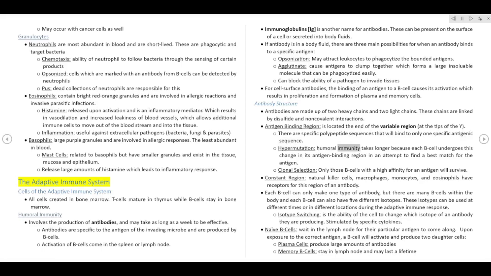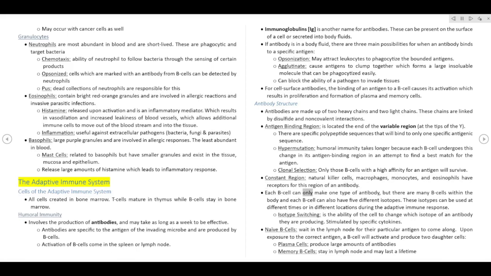Hypermutation: humoral immunity takes longer because each B cell undergoes this change in its antigen binding region in an attempt to find a best match for the antigen. Clonal selection: only those B cells with a high affinity for an antigen will survive. The constant region is the region of an antibody for which natural killer cells, macrophages, monocytes, and eosinophils have receptors.